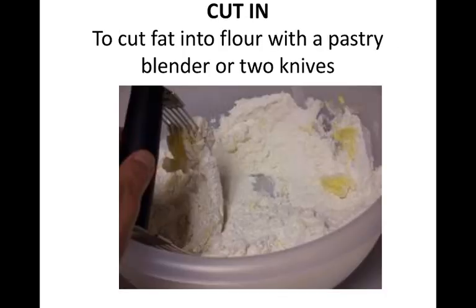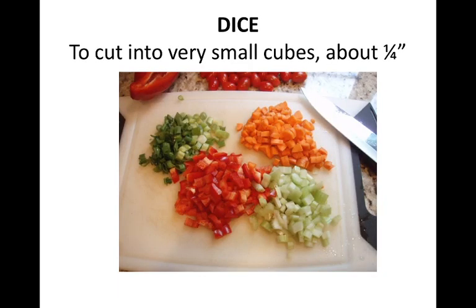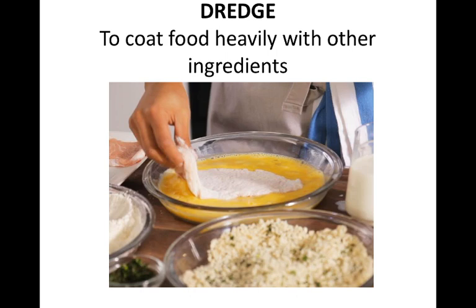Cut in. When you are cutting in, it might say cut in your fat into your flour. Really, it's redundant. You're cutting your fat into your flour with a pastry blender or two knives. This just means that you're going to mix your fat and your flour together until you've got some good pea-sized crumbs. Dice. This is cutting into very small cubes that are about a 1/4 inch by a 1/4 inch by a 1/4 inch. Okay, again, you want to make sure that everything is uniform in size.